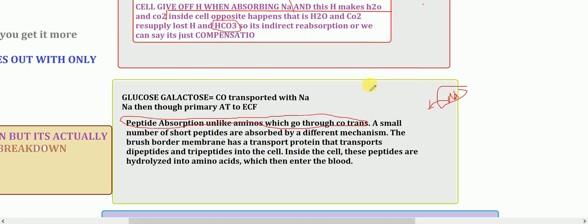A small number of short peptides are absorbed by a different mechanism. By that different mechanism, as I said, they get transported through special protein carriers. The brush border membrane has a transport protein that transports dipeptides and tripeptides into the cell. Inside the cell, these dipeptides and tripeptides, of course, are going to be hydrolyzed into amino acids, which then enter the blood. So that was about peptides and amino acids.